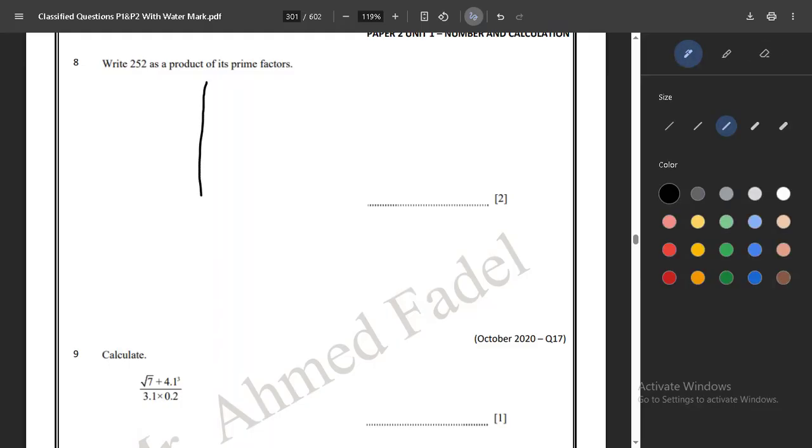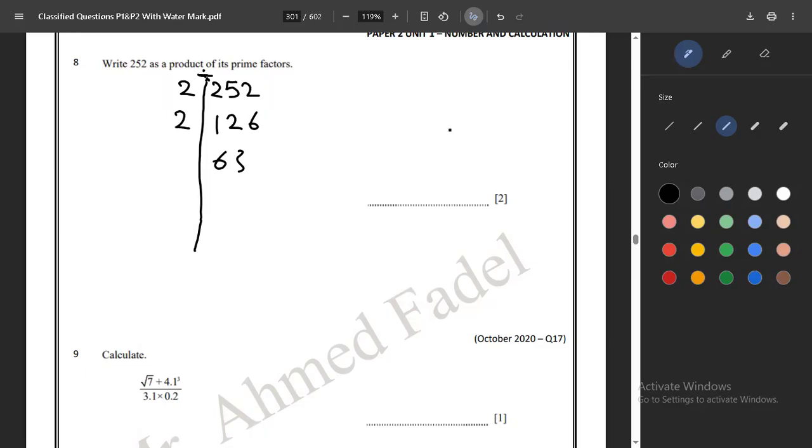What is the stick method? It's just for large numbers to avoid any confusion. We just do 252 and we divide only by prime numbers. What is the prime number that I can divide 252 by? I can divide 252 by 2. You can do the long division or you can do it on the calculator. It's going to give you exactly 126. Again, what is the prime number that you can divide 126 by? It is also 2. It's going to give you 63.